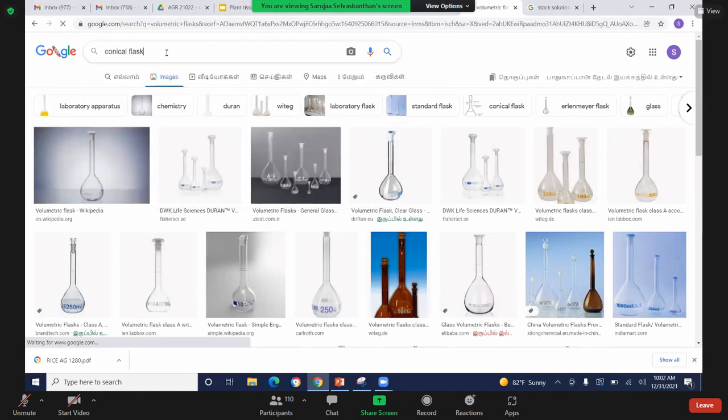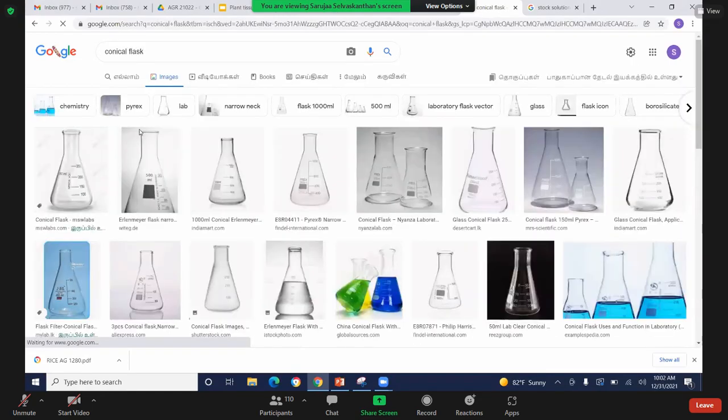These are conical flasks. The 1000 milliliter is available, right? If we are going to prepare all the stock solutions in 500 milliliters, we can take a 500 milliliter conical flask, right? We can measure and pour the chemicals in this one, and we can make up the volume, right?